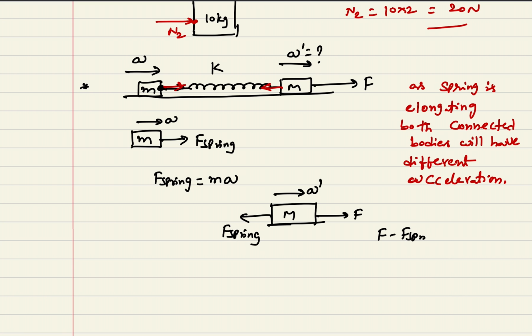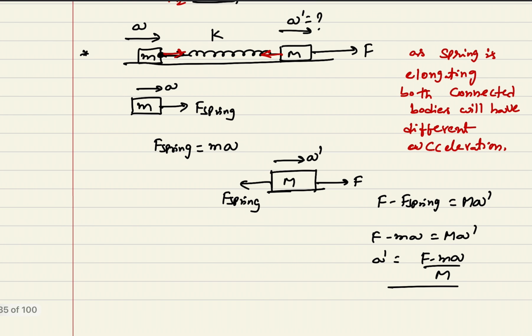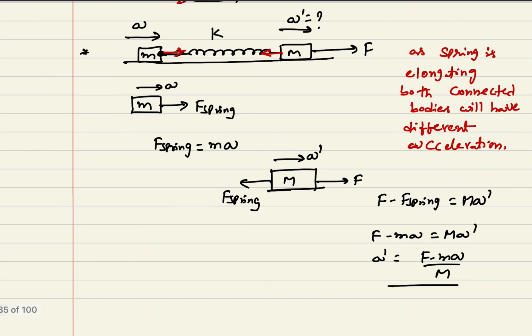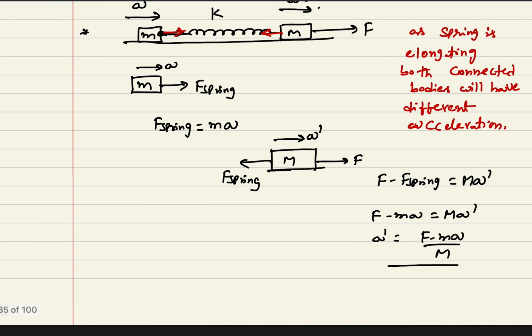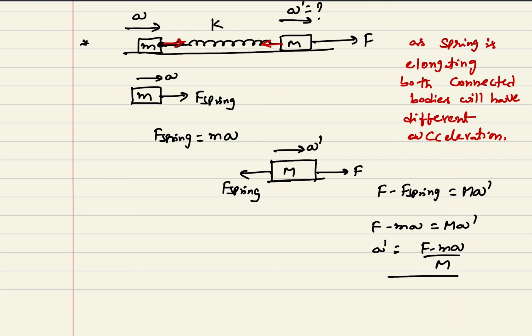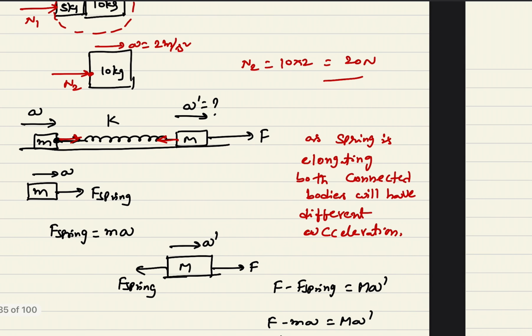So F minus F spring is equal to capital M into A dash. F minus F spring is small m a, so F minus ma equals M into A dash. So I can write the A dash value is equal to (F minus ma) divided by capital M. This is the acceleration of the second block. Okay, the acceleration of the second block you can calculate like this. By this way you can calculate the different forces.